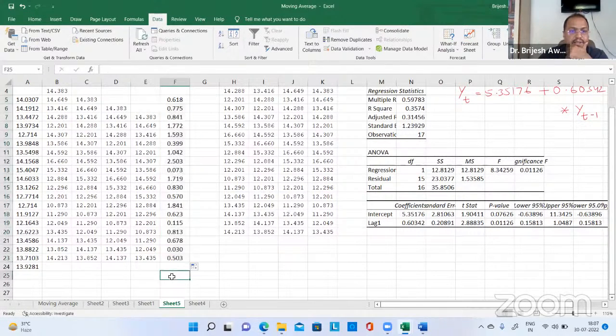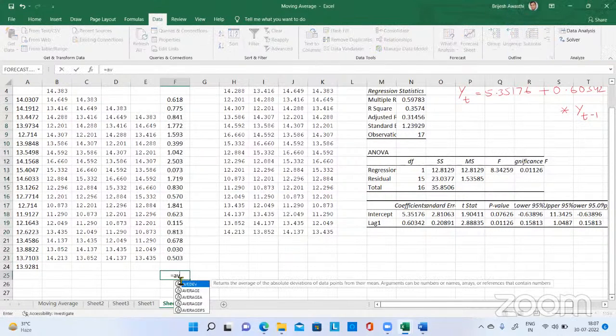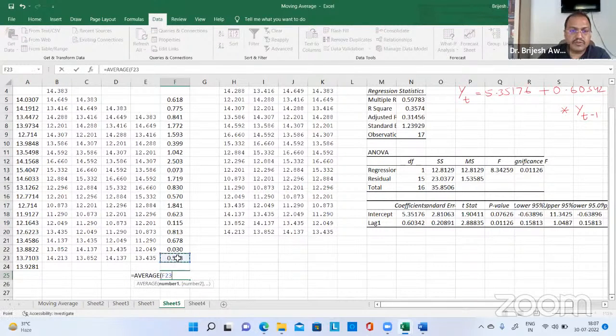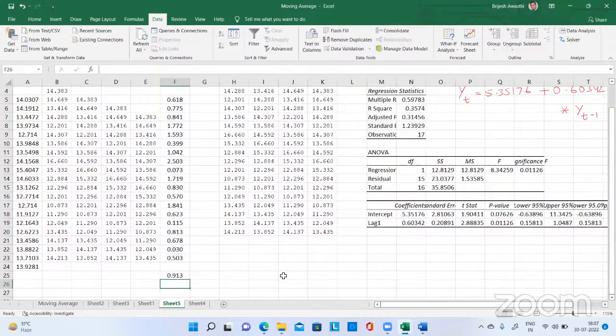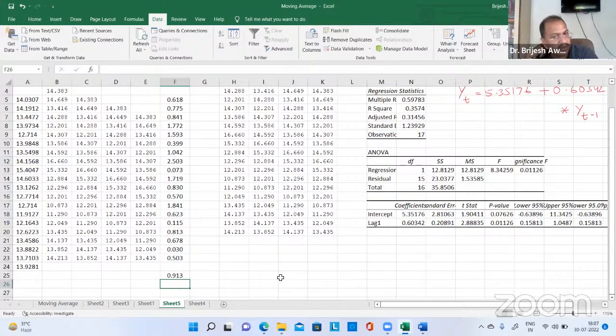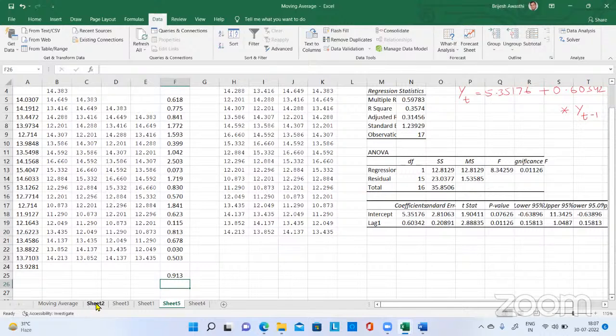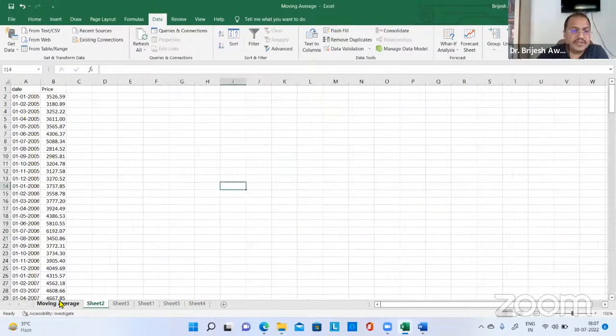And then can I calculate the average? Because it is going to tell me about the average error. What is the average error? 0.913 is the average error. Now, I will use another data for this.